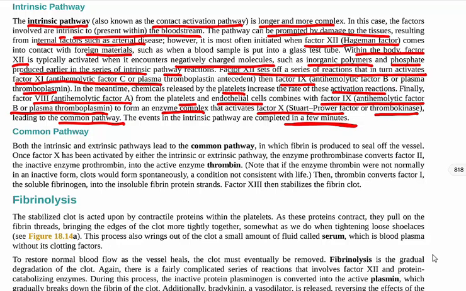So ultimately, the intrinsic pathway is going to have anti-hemolytic factor A, right? So right here, number 8, clotting factor 8, anti-hemolytic factor A, from the platelets and the endothelial cells. They're going to combine with anti-hemolytic factor B, which is 9, right here, factor 9, anti-hemolytic factor B, or plasma thromboplasmin, to form an enzyme complex that activates thrombokinase, which is 10.